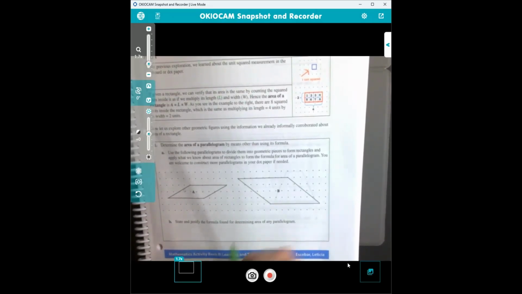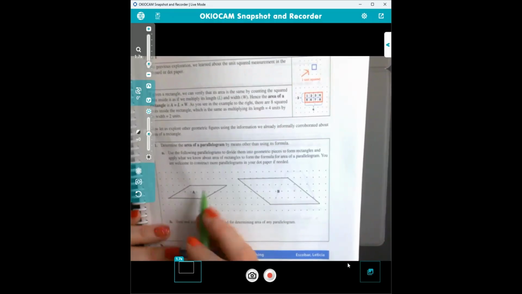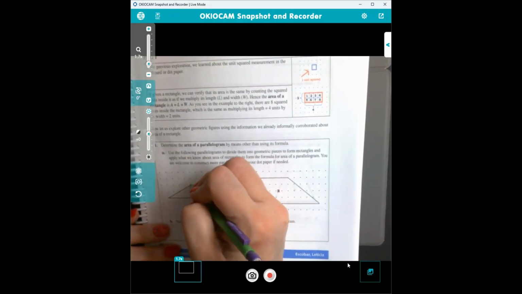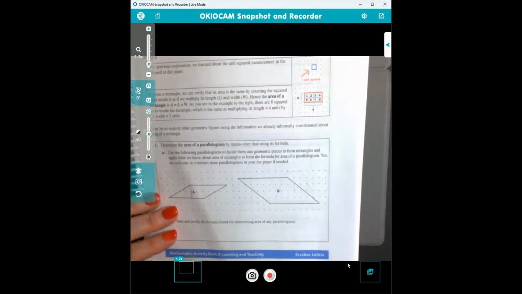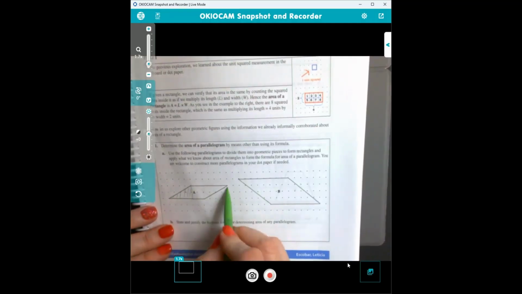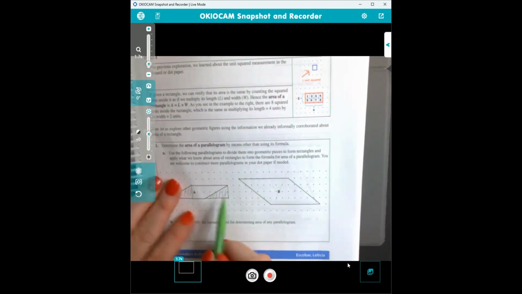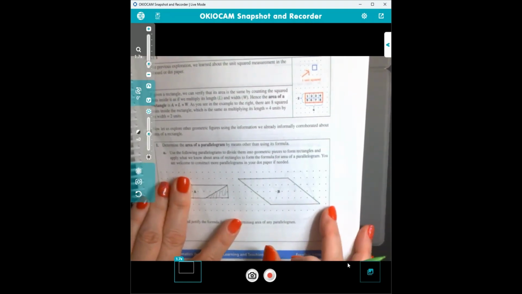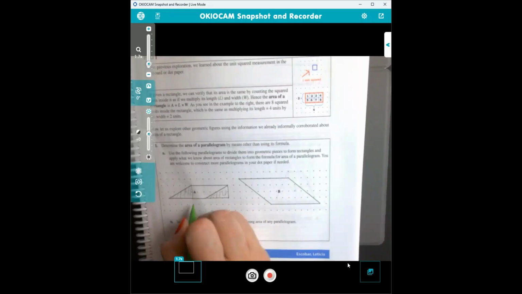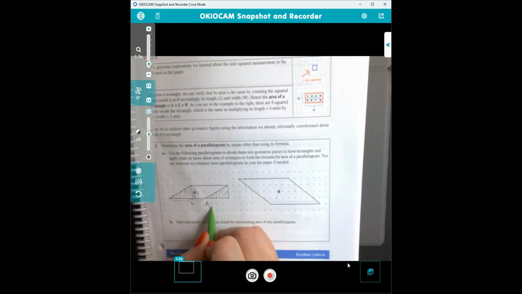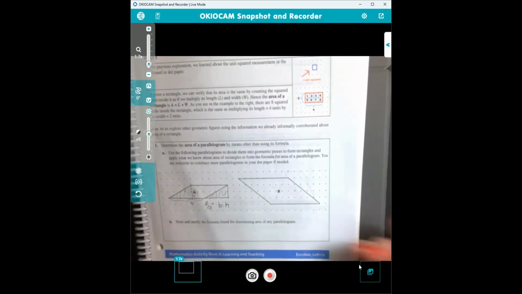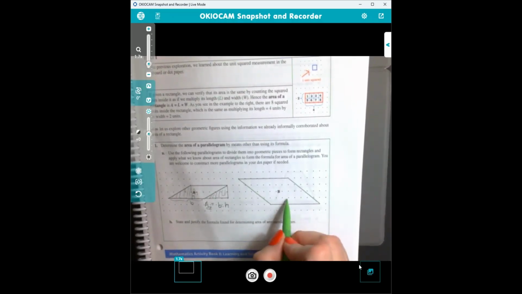So for example, this is a parallelogram. A is a parallelogram. So if I draw right here a straight line, and then I take this piece right here and I translate it over here, see, I put this piece right here. What do you form now? A rectangle, right? You see that this right here is what we call the height, and this is what we call the base. So that's why the area of a parallelogram is base times height, which is the same thing as length times width in the rectangle.